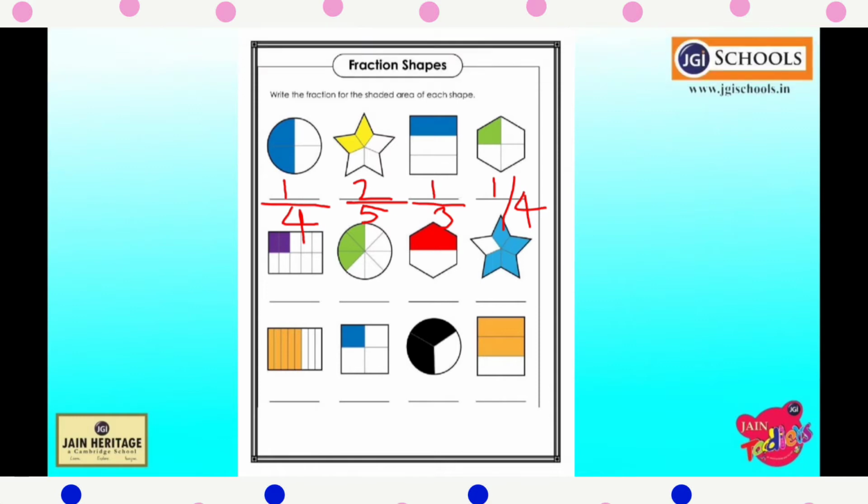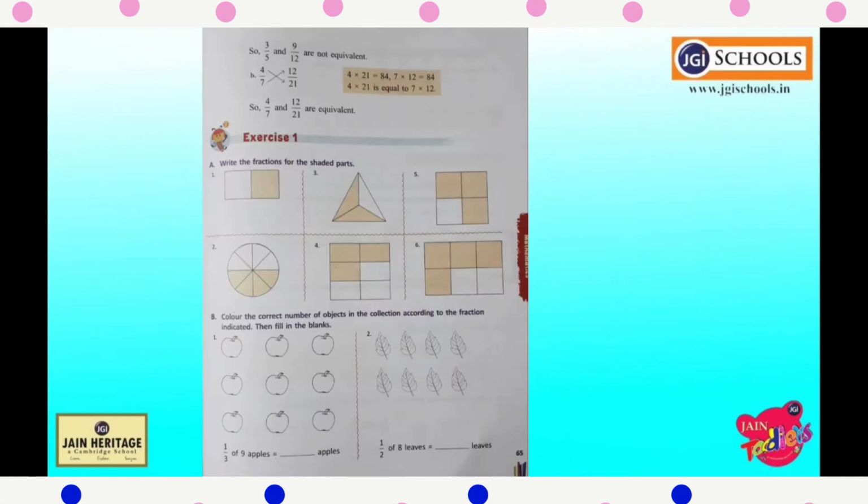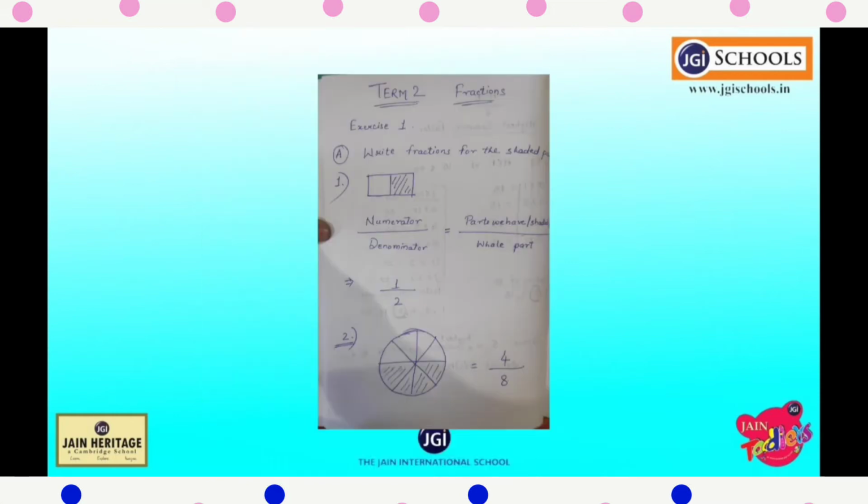Okay, now it is exercise 1, very similar to the first. Just now we have solved that first one. Can you see my screen? Write fractions for the shaded part. There is a rectangle and one part is shaded. Two parts are there and one part is shaded. So numerator is the parts we have, that is one part, and that is the shaded part. And two parts are total. So 1 upon 2 is the answer. It is exercise 1, question number A.